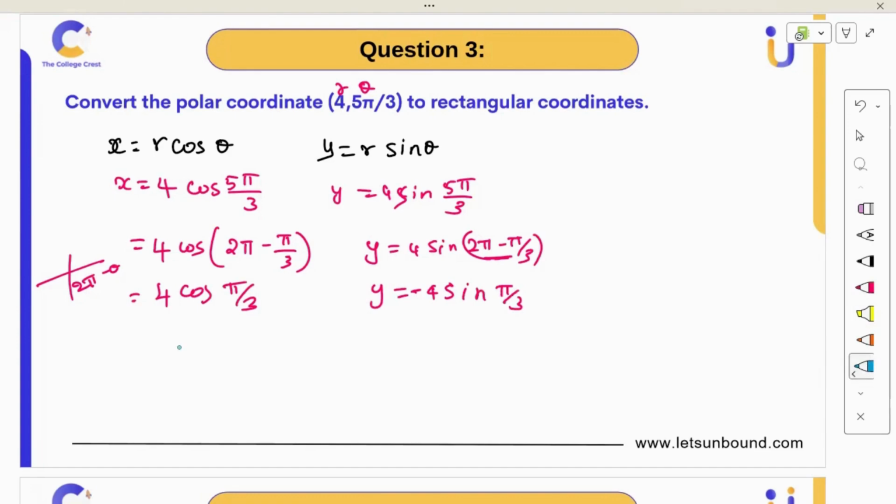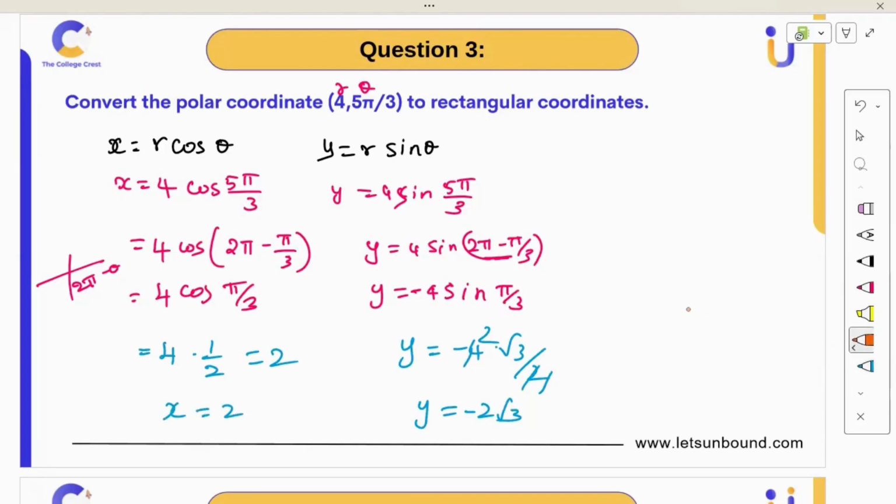And you know the standard values. 4 cos pi by 3, just now we did, it's 1 by 2, so 4 times 1 by 2 is just 2. And y equals minus 4 sin pi by 3, which is root 3 by 2, so 4 times root 3 by 2 gives 2 root 3. So y is negative 2 root 3, x is 2. So that's it, we have 2 comma negative 2 root 3. This is the rectangular coordinate for the given polar coordinate, right? And that's simple. We will do more on polar coordinates in the upcoming episode.